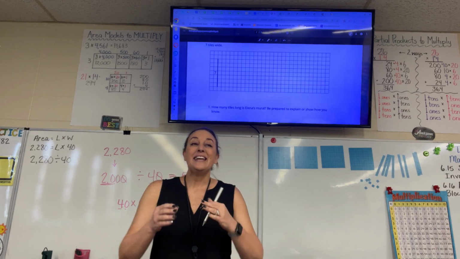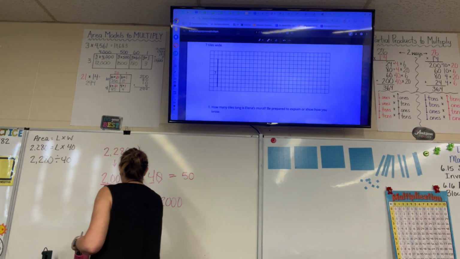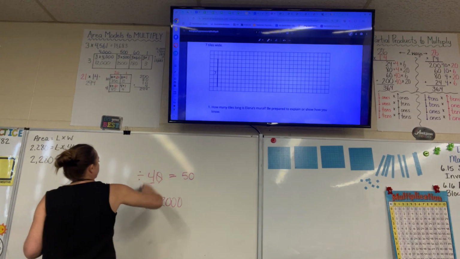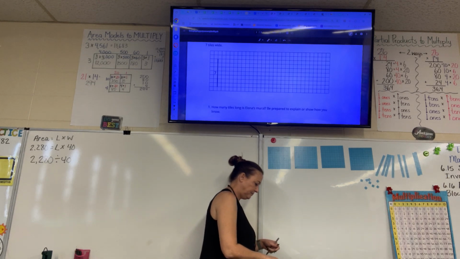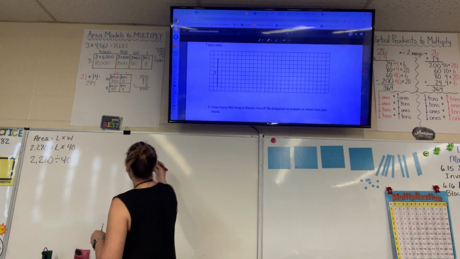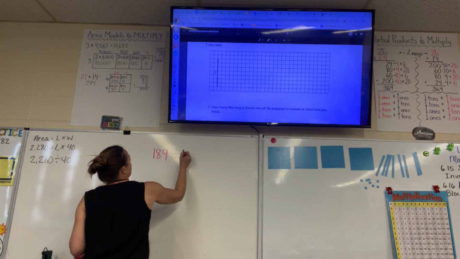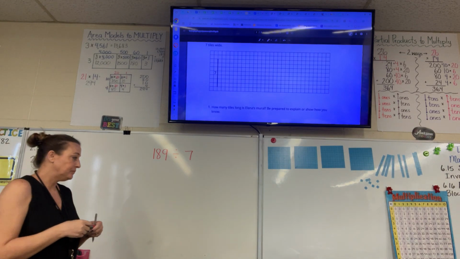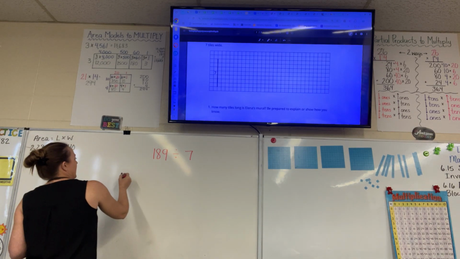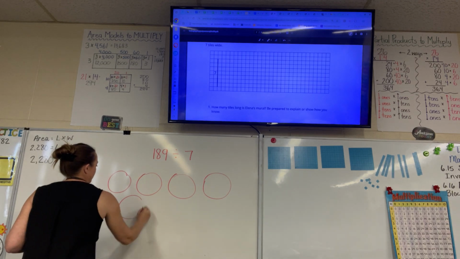So they're looking for long means length, right? So for this problem, how many tiles did she have? 189. And then how wide is the mural? 7. So that is the problem we're doing. We're dividing 189 by 7. So if you think about it, we're putting 189 into 7 groups.